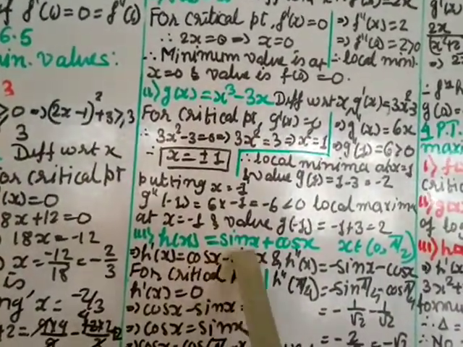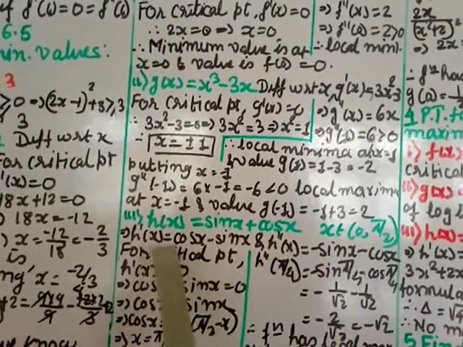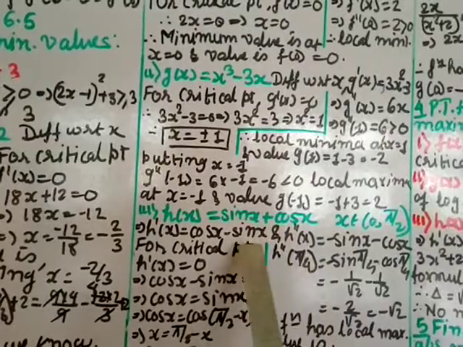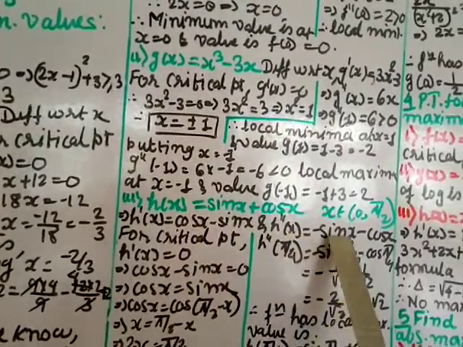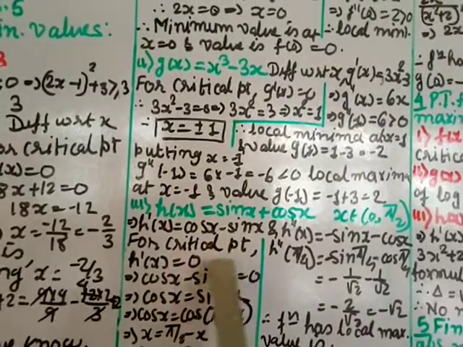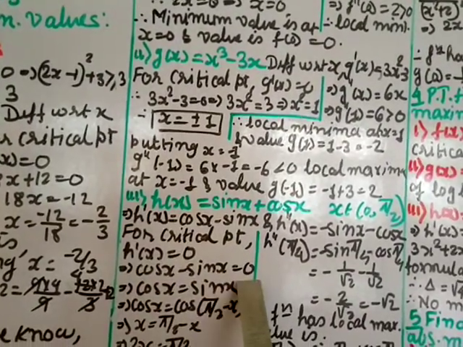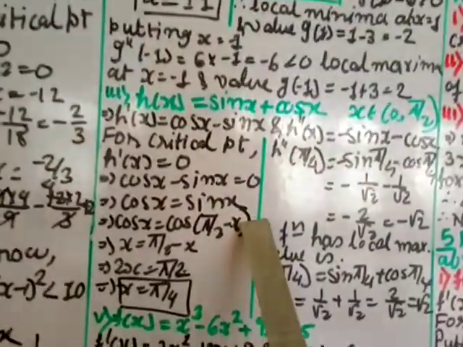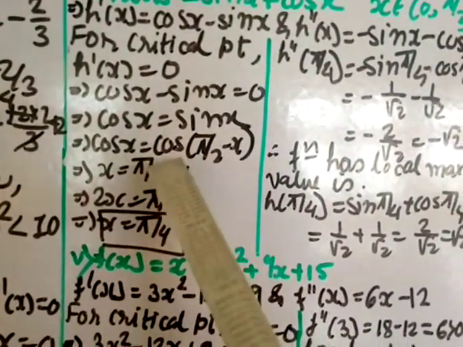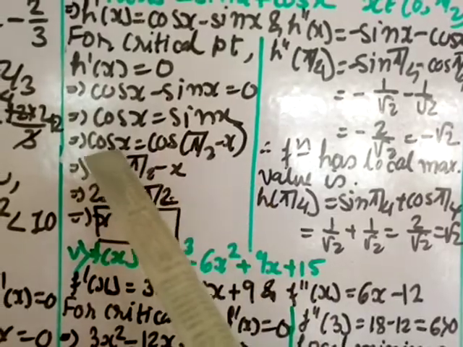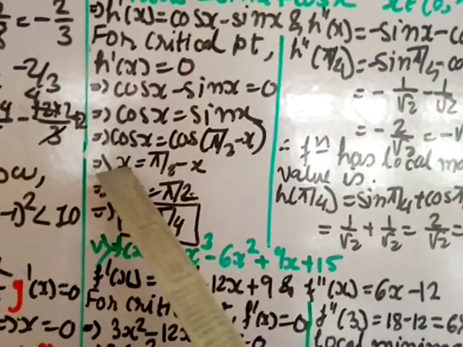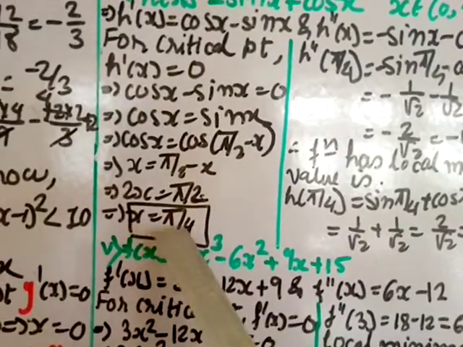Number 3, h x is equal to sin x plus cos x. I'll first differentiate: h dash x is cos x minus sin x, since the derivative of sin is cos and of cos is minus sin. The double derivative: the derivative of cos is minus sin and of sin is cos. Now for the critical point, equate with 0, so you get cos x minus sin x is equal to 0. Transfer minus sin x here, so it becomes plus sin x, and then I will write sin in the form of cos, that is cos of pi by 2 minus x, so you can compare these angles. So x equal to pi by 2 minus x, transfer here 2x, divide by 2, so pi by 4.